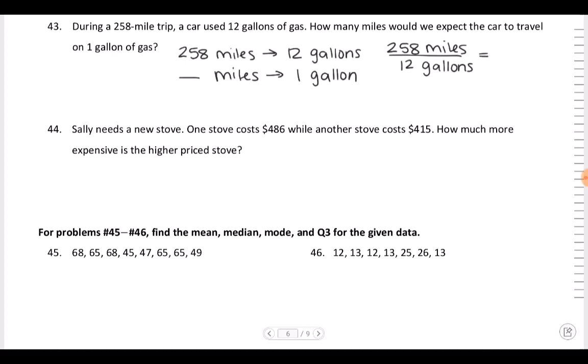Okay, so when we divide this, 258 divided by 12 gives me 21.5 miles. 21.5 miles per 1 gallon, right? So it just says how many miles would we expect the car to travel? Well, it would travel 21.5 miles.